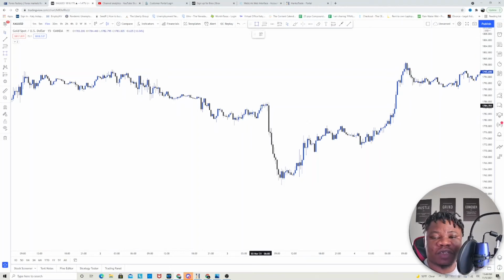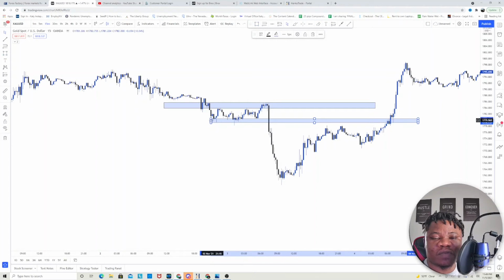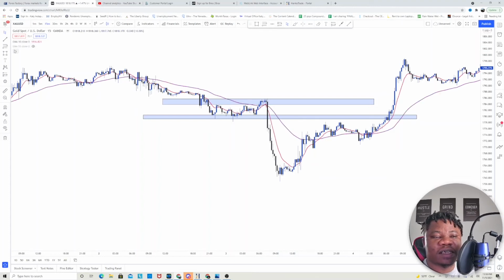We have the previous high here. If we're trying to take this sell position here, we can say this was our previous high and this was absolutely our previous low right here. So now we've identified our highs and our lows. Now I'm going to add the EMAs again.